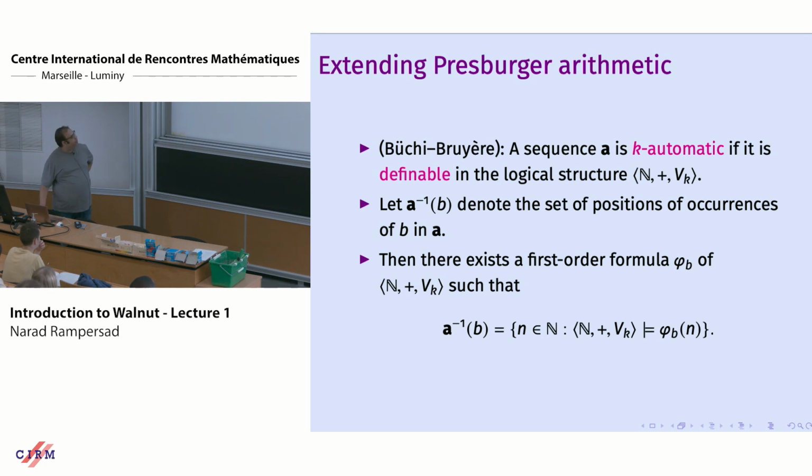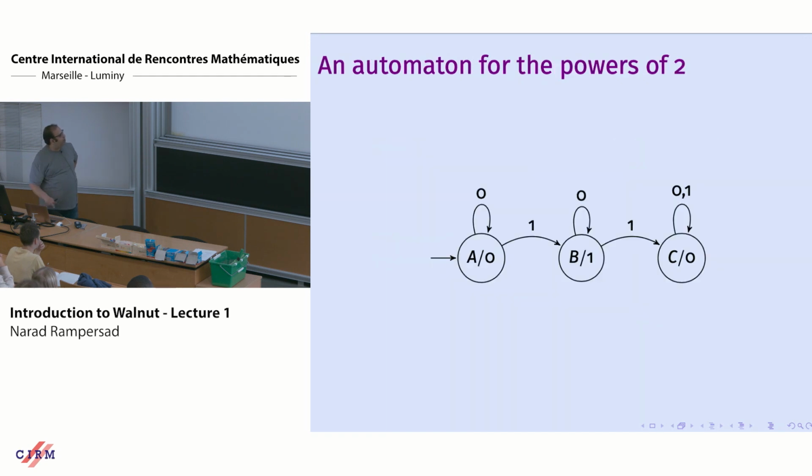So what does it mean to define a sequence? Okay, I'll show you. Your sequence is over some alphabet, right? Let's say A, B, C, D. Pick a letter B, and the positions of the B's should be definable by some formula. So I'll give you an example.